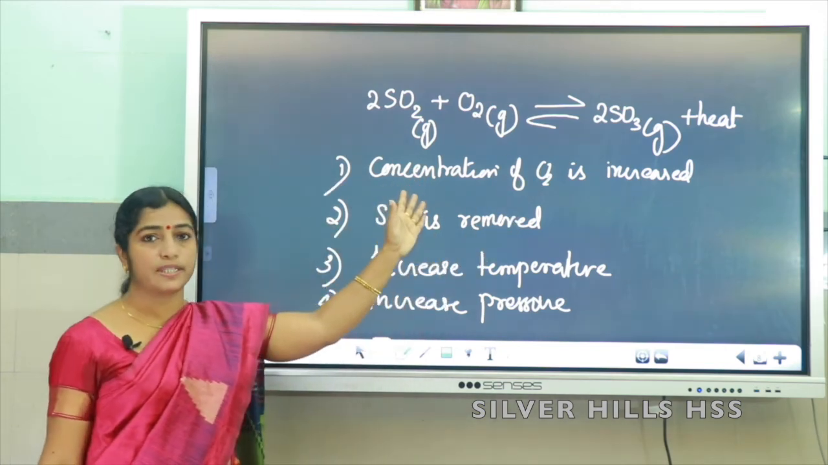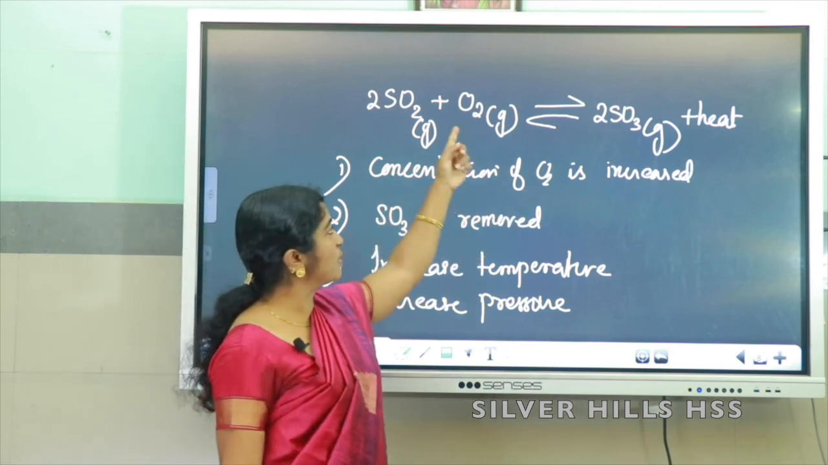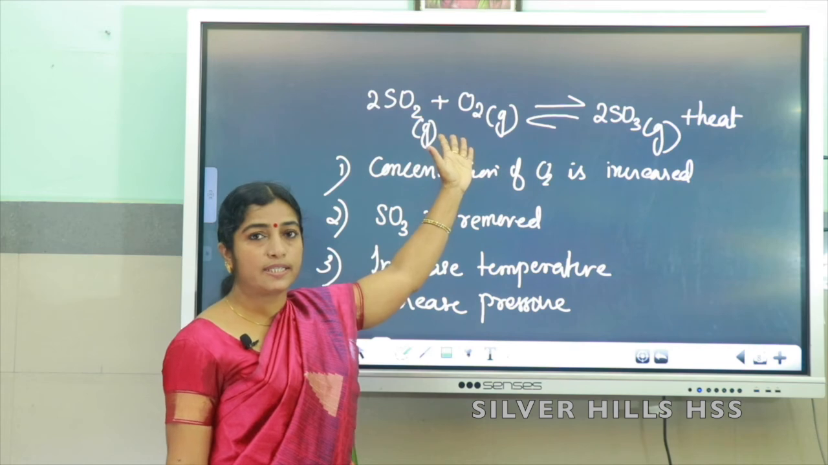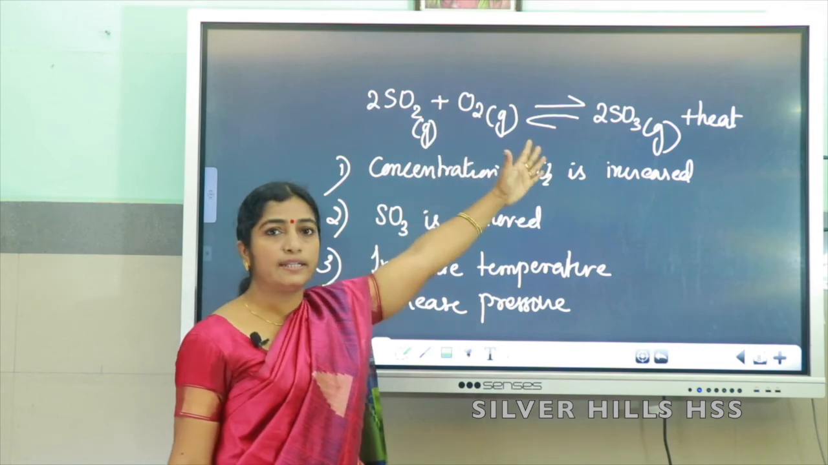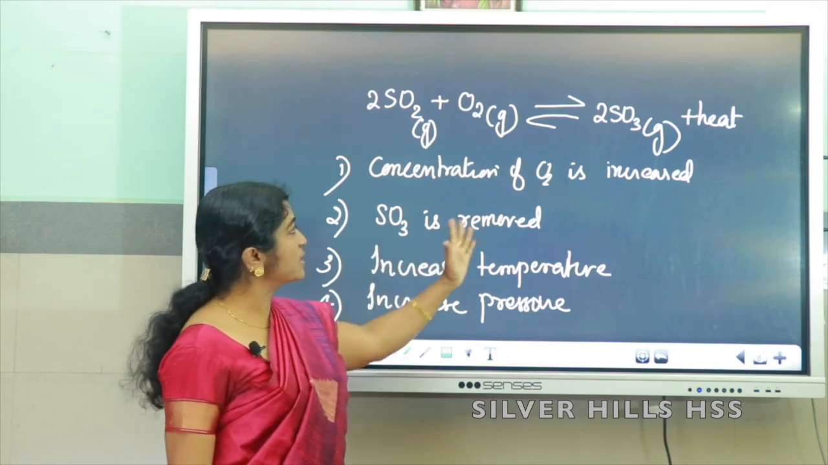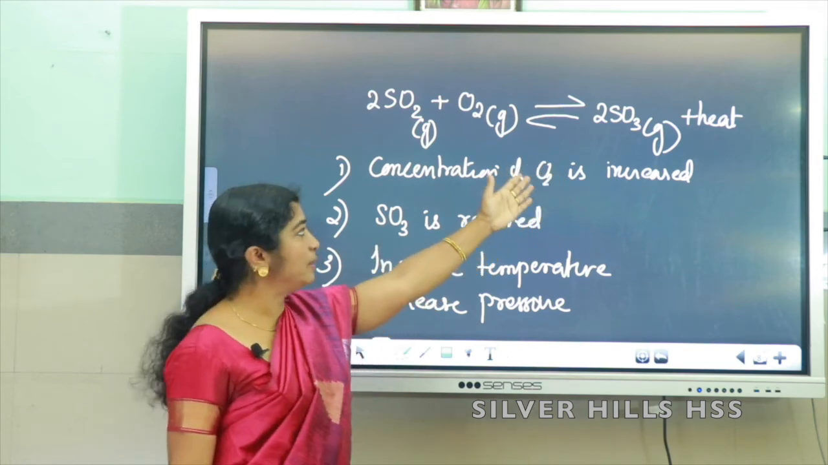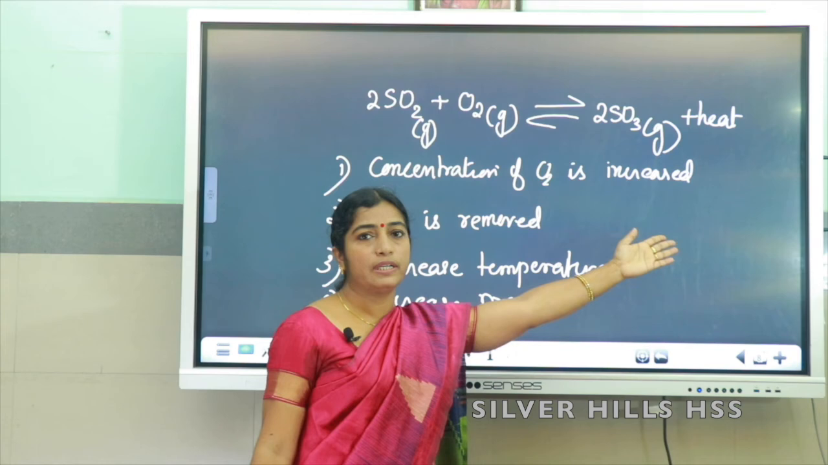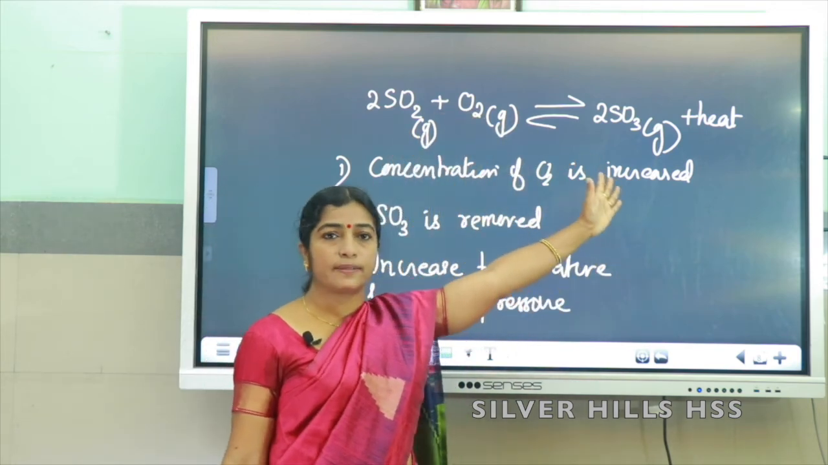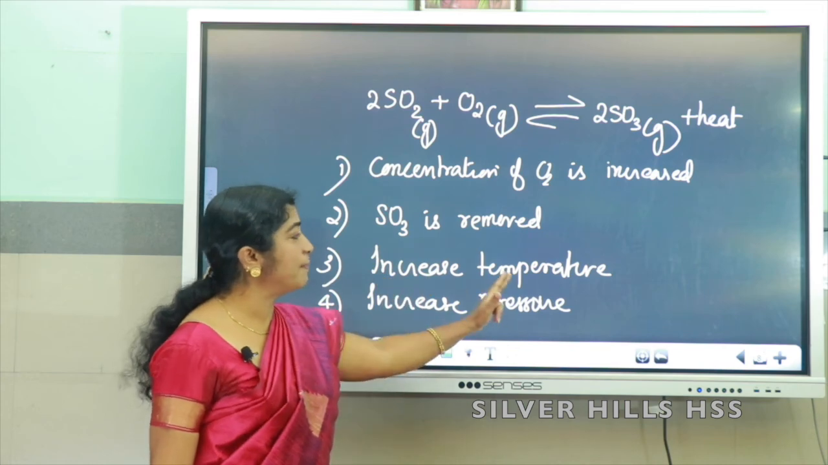In this situation, let us see what happens to the forward reaction. The system is at equilibrium. The concentration of oxygen is increased, meaning the concentration of the reactant is increased. So which reaction will accelerate? The forward reaction will accelerate in the first case. Sulfur trioxide is removed from the system. When the product is removed from the system, which reaction is accelerated? The forward reaction is increased.